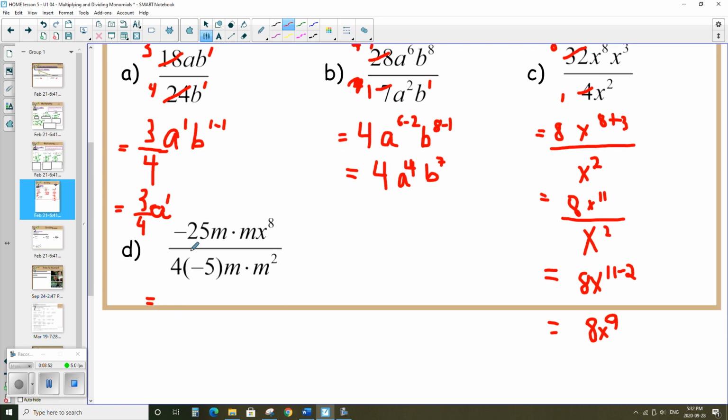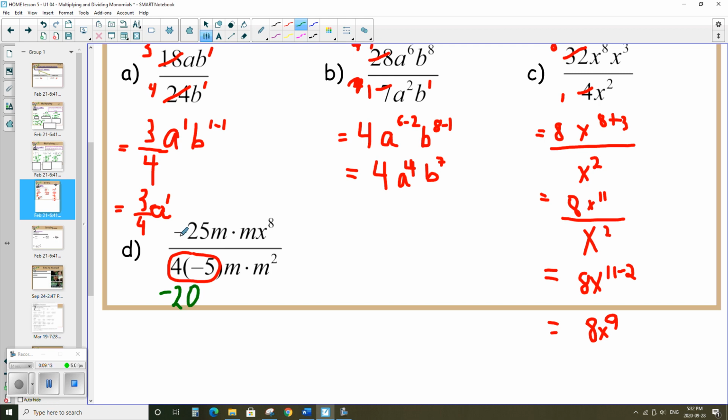All right, here I'm going to multiply these two first at the bottom, and that's going to give me negative 20. Oops, I'm just going to erase this equal sign. Okay, that's going to give me negative 20 at the bottom.